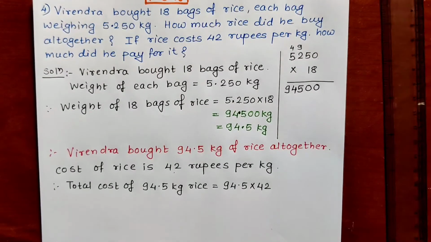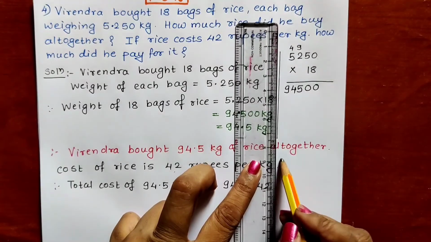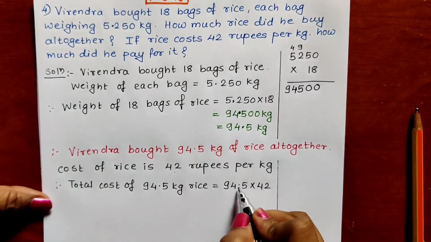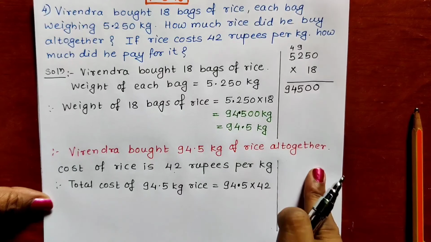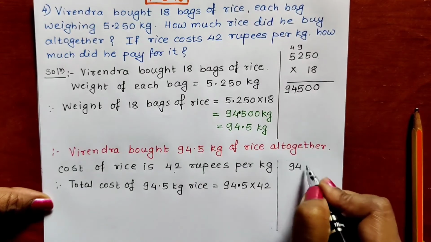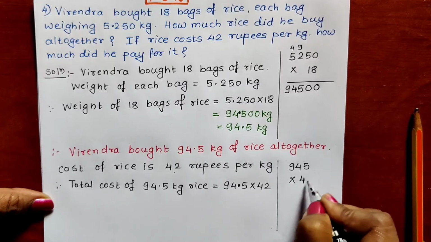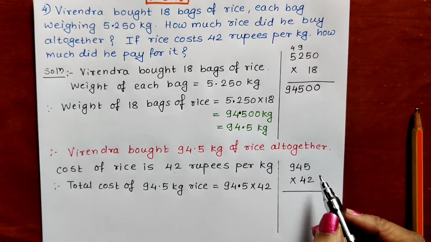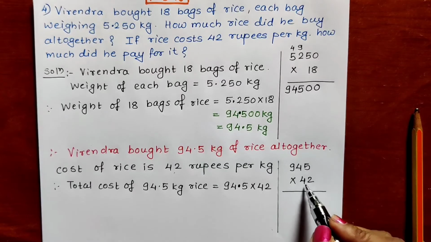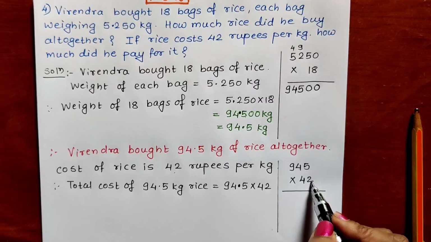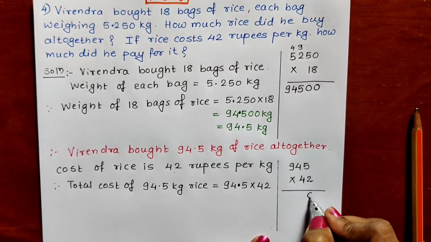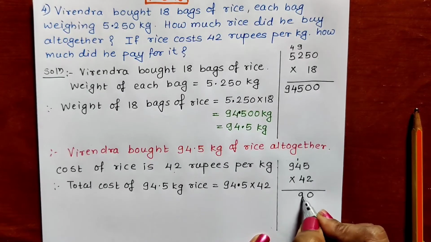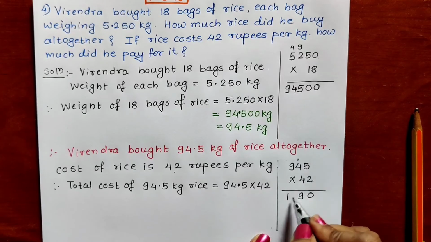So let us do the multiplication. While doing multiplication, what we should do? We should not put the decimal point while doing the multiplication here. 945 multiply by 42. Now 42 is a very big number, so we will not write the table of 42. We cannot do it by the table of 42. So one by one we will be multiplying by these numbers. First we will multiply by 2. 2 5s are 10, 0 written, 1 carrying. 2 4s are 8, 8 plus 1 is 9. 2 9s are 18.